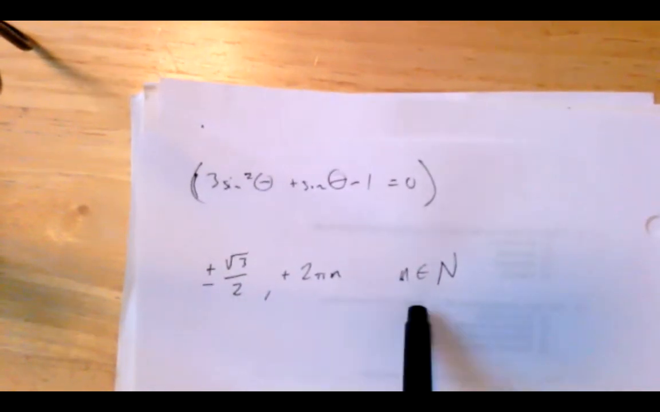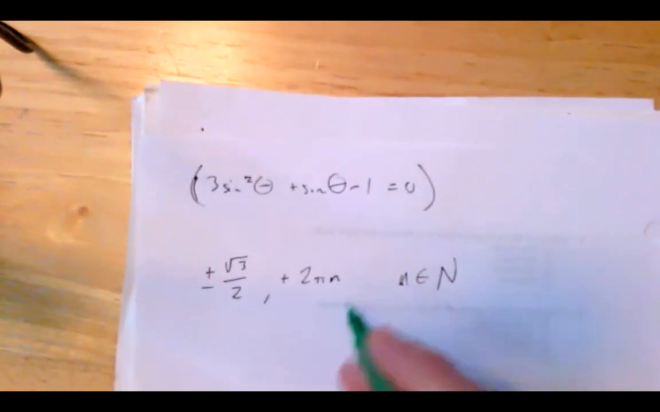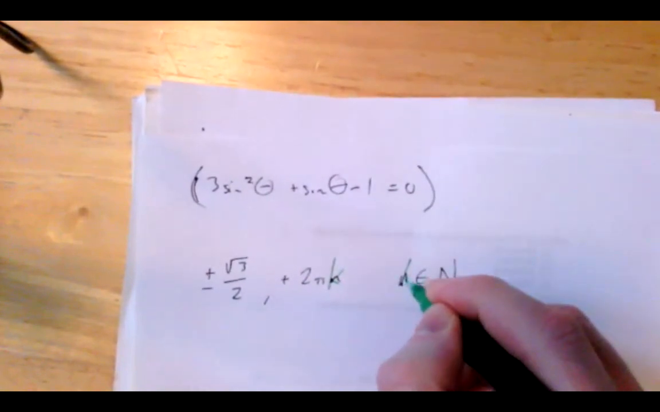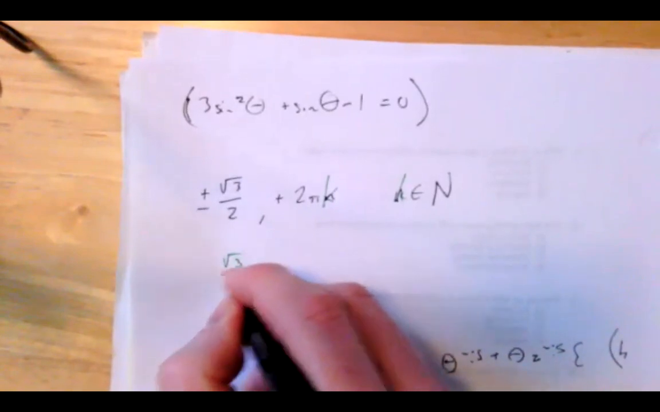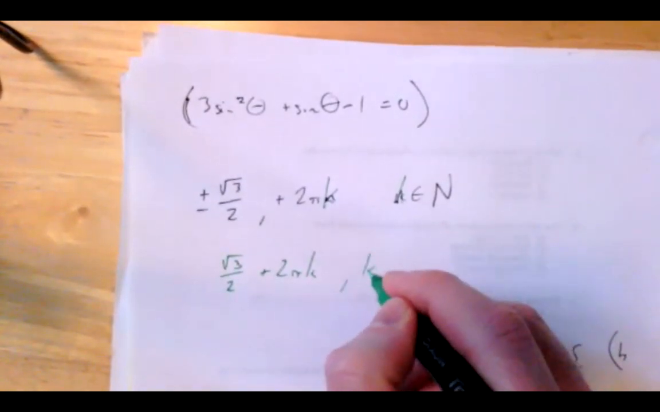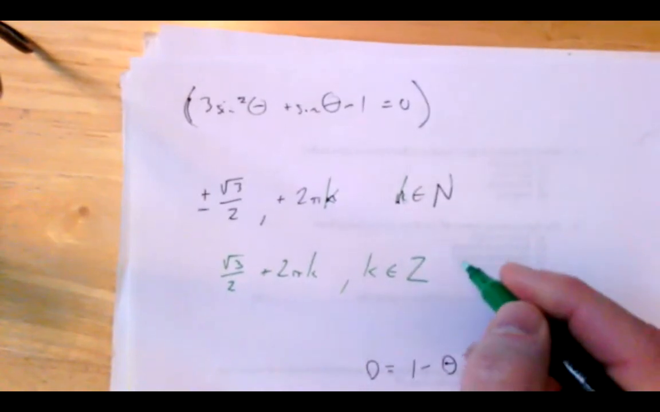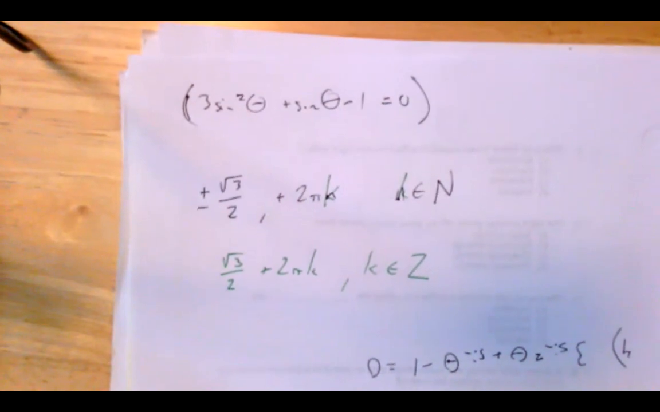Did this answer your question, Karina? Yes. So this is a viable way, and this could be K, where K is an element of natural numbers. I don't like it. I would just rather write root 3 over 2 plus 2 pi K, where K is an element of integers. Okay. Cool. All right. What's the next question?